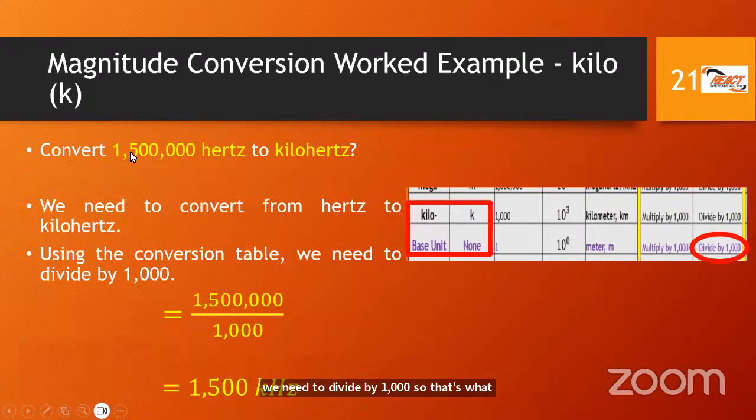So they give us 1.5 million, or 1,500,000 hertz. So we put that down. Our trusty table says we're going up, we need to divide by 1,000. So we put the 1,000 in the denominator. When we divide that, we get 1,500 kilohertz. So we have just converted from hertz to kilohertz by dividing by 1,000. Let's do another example.